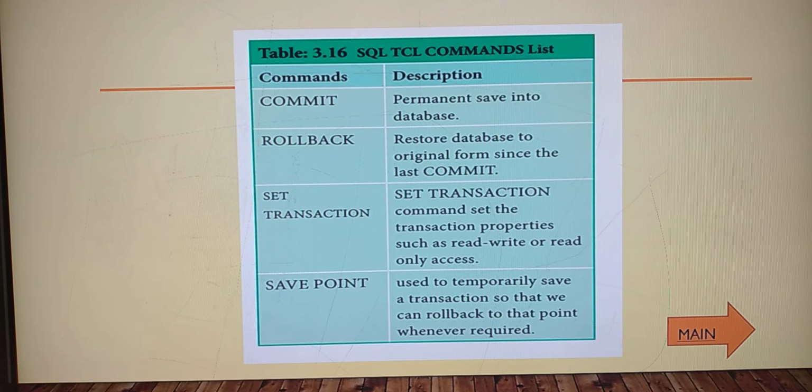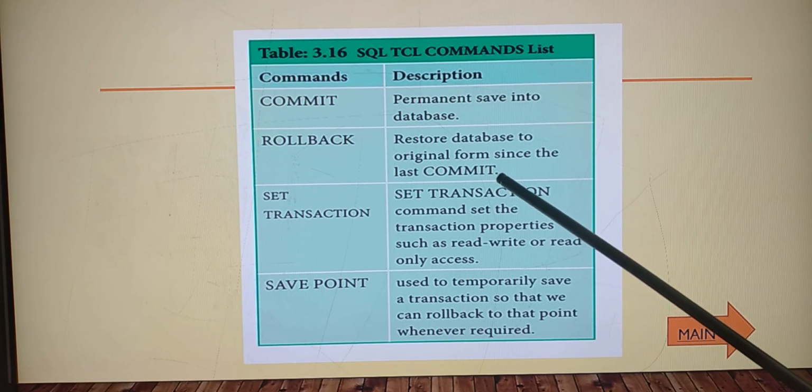Next you are going to use the next command, rollback. What is the meaning of rollback? By the name itself you can tell, roll back. Before performing any changes, the database will be in some original stage. That original stage will be restored for you. So it restores the database to the original form since the last commit.